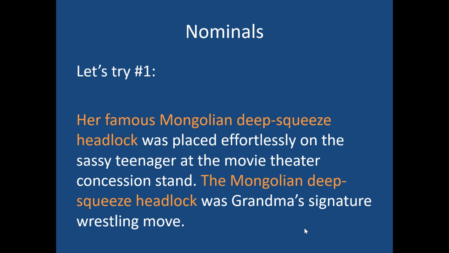So in the SAT, if I pick up on the idea that this phrase is being repeated twice, then when I combine the sentences, I want to find a way that I don't have to repeat it. So therefore, if I cut out saying Mongolian deep squeeze headlock the second time, maybe what I can do is simply take Grandma's signature wrestling move and insert this into the first sentence because it's basically renaming the headlock. I want to try to get Grandma's signature wrestling move as close to the word headlock as possible.